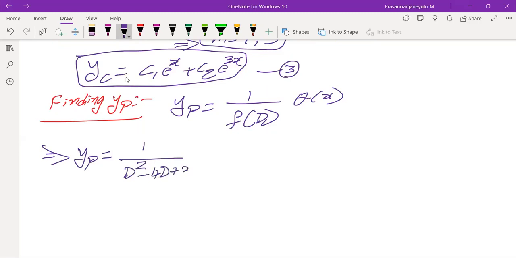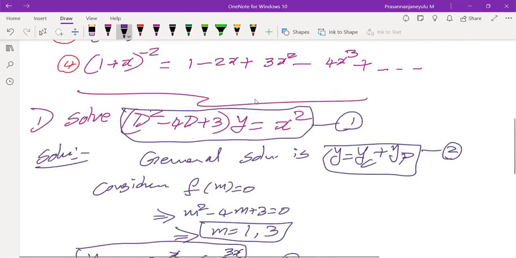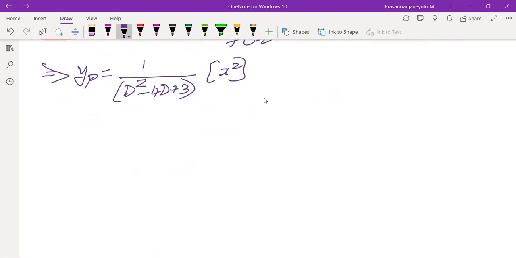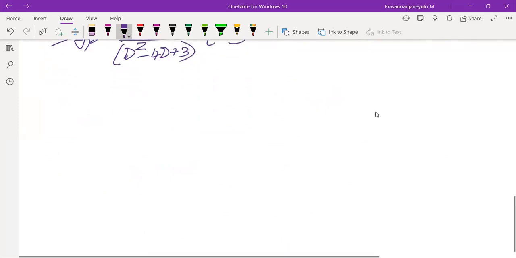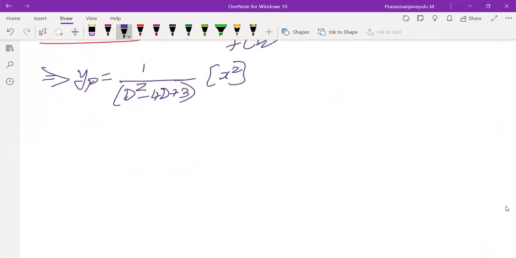The point which I am going to tell you now is very important, students. Q of x is x square, which we have taken. Yes, please concentrate from here onwards. This is the important step we are going to discuss. Now, in the denominator, what is the least power of D?